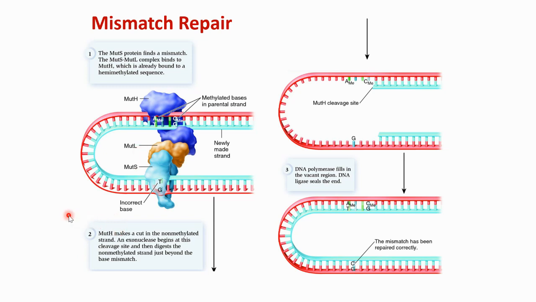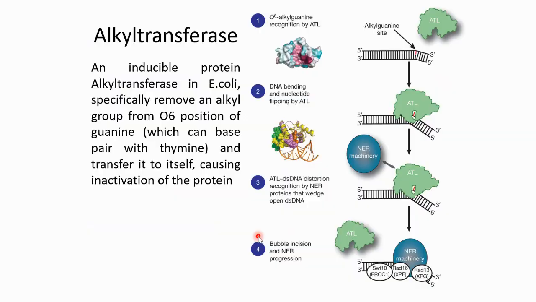So in this particular repair mechanism, there are three main proteins involved. First, MutS protein, which recognizes the wrong base in the newly made strand. Then it interacts with the MutL protein. MutL protein then interacts with the MutH protein. MutH protein recognizes which one is the newly made strand and cleaves the newly made strand. And then finally DNA polymerase and ligase fill the gap and seal the nick.